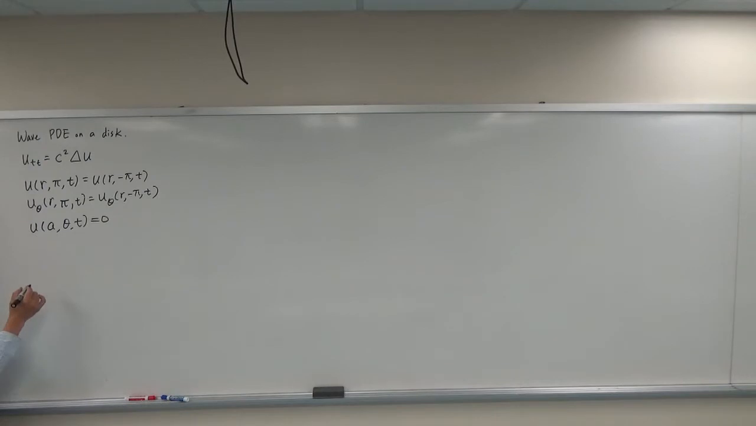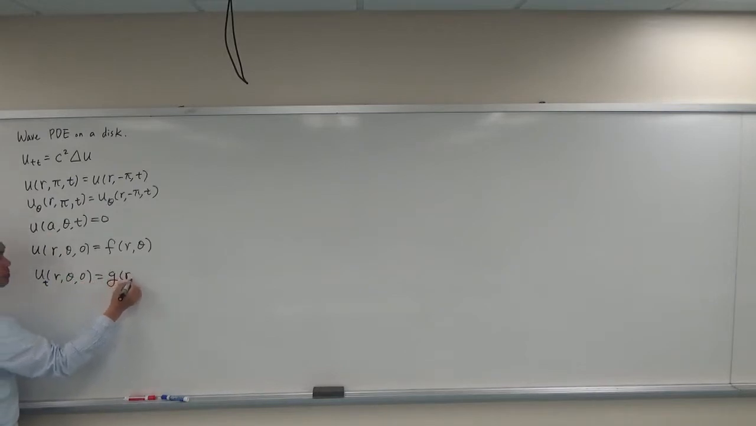And then finally, initially somebody has to beat the drum, so there should be some initial conditions. So u(r, theta, 0) should be a function f of r and theta, whereas u_t(r, theta, 0) should be given as g(r, theta).